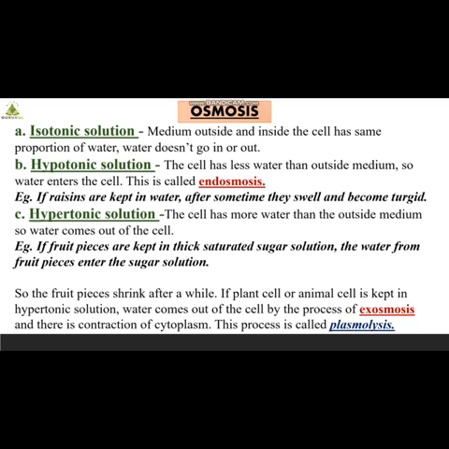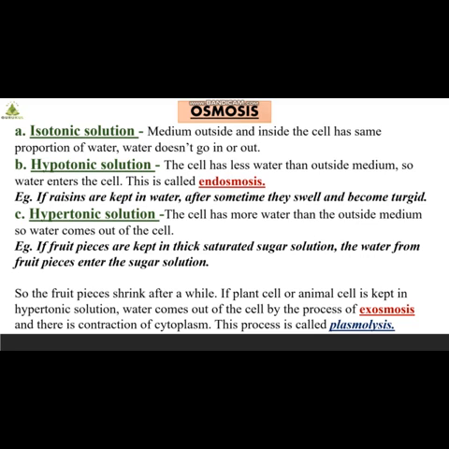What is hypo? Hypo is less. So less water where? Inside the cell than the outside medium. So the cell has less water than the outside medium, so water enters the cell. Water will enter the cell and this is called endosmosis, the entry of water inside the cell.